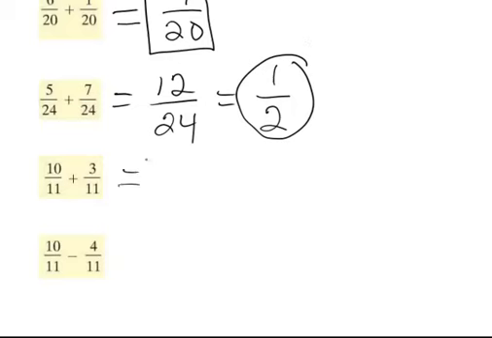My next problem here, 10 over 11 plus 3 over 11. 10 plus 3 is 13, all over 11. I cannot reduce that fraction, and so I'll leave it alone.